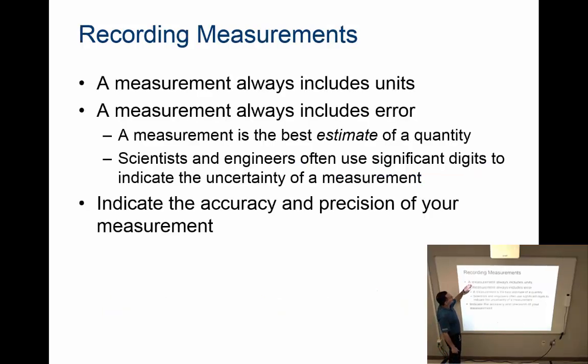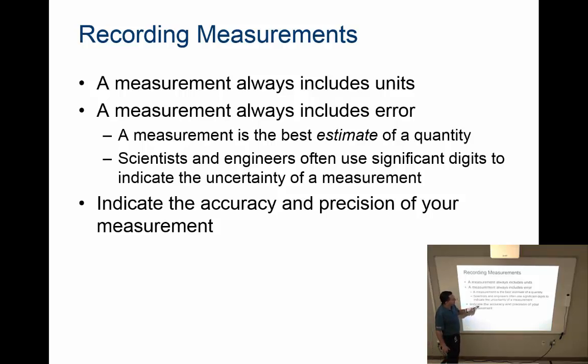Like we mentioned in the last PowerPoint, a measurement always includes the units, and a measurement always includes error because it's the best estimate of the quantity. Depending on the type of instrument you're using to record these measurements, it's still going to be an estimate. Scientists and engineers often use significant digits to indicate the uncertainty of that measurement.